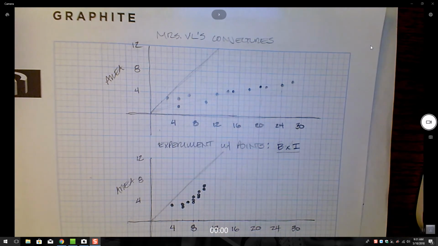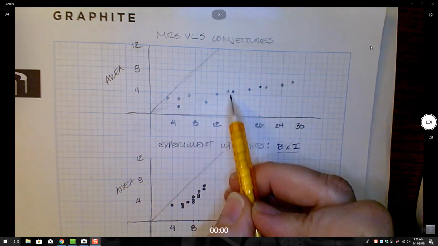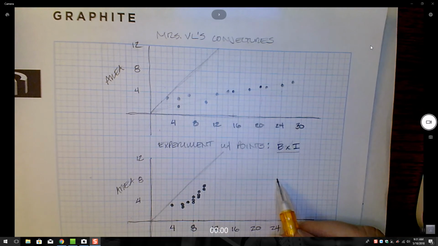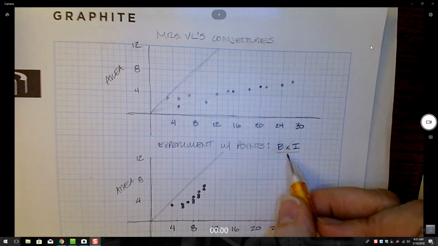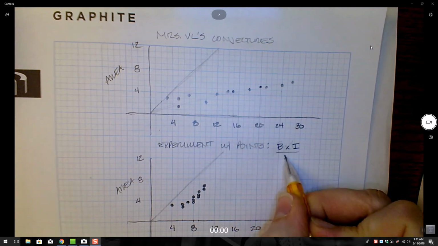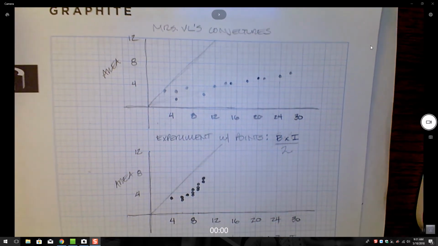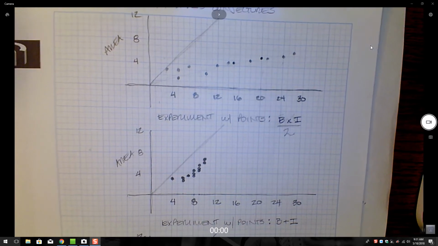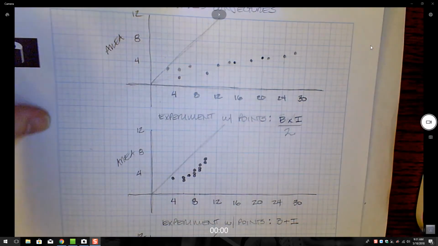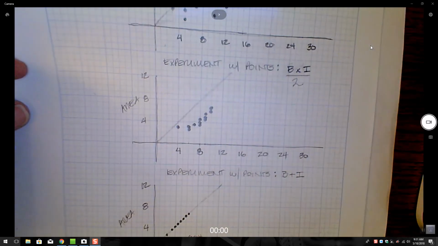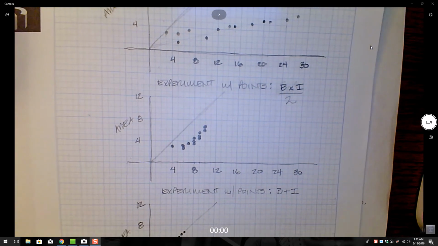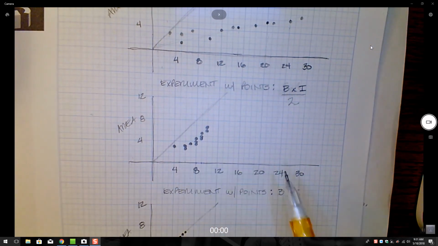So really, I probably could have fixed this quite a bit simply by saying B times I over 2. That might have been pretty good. I probably should recalculate based on that idea, but I didn't. I abandoned that idea and tried a different experiment. What if the area equals B plus I? So I tried that, and that was better.